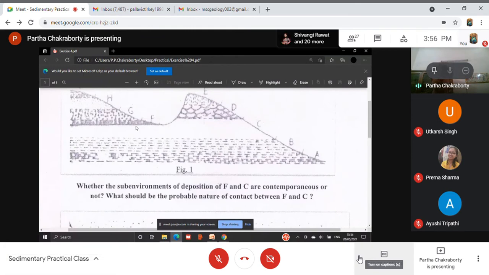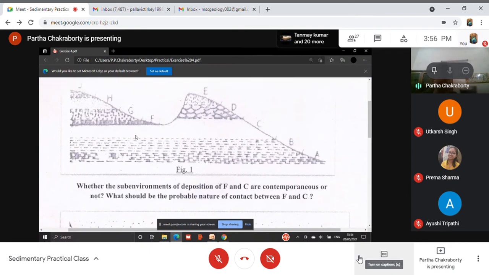So the channel base will always have an erosional contact with the underlying strata. The channel base will always be erosional, right? So what relation should I expect? I should expect an erosional relation between F and C, and they are definitely not contemporaneous. Because after C, the channel system developed on that. How can it be contemporaneous? They are not contemporaneous, and they will have an erosional relation.